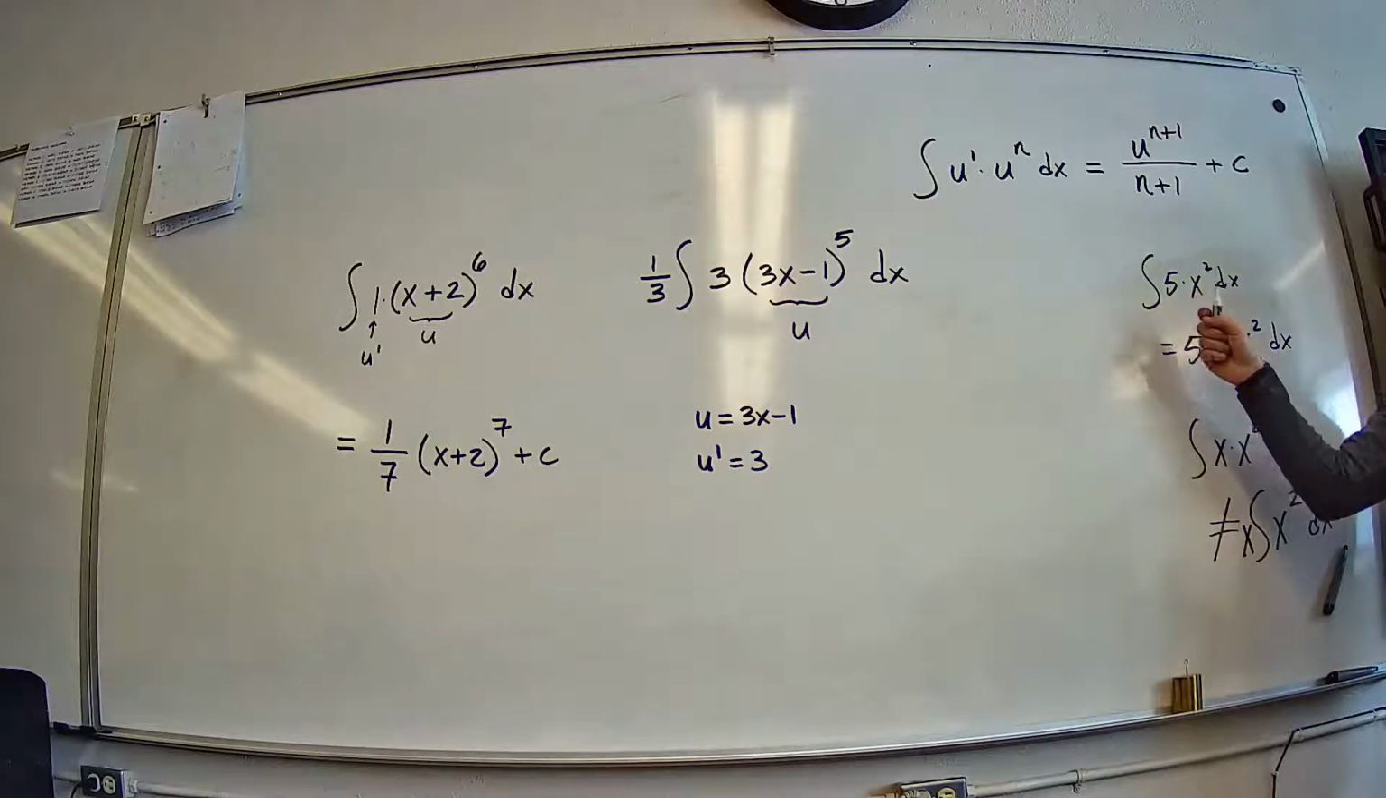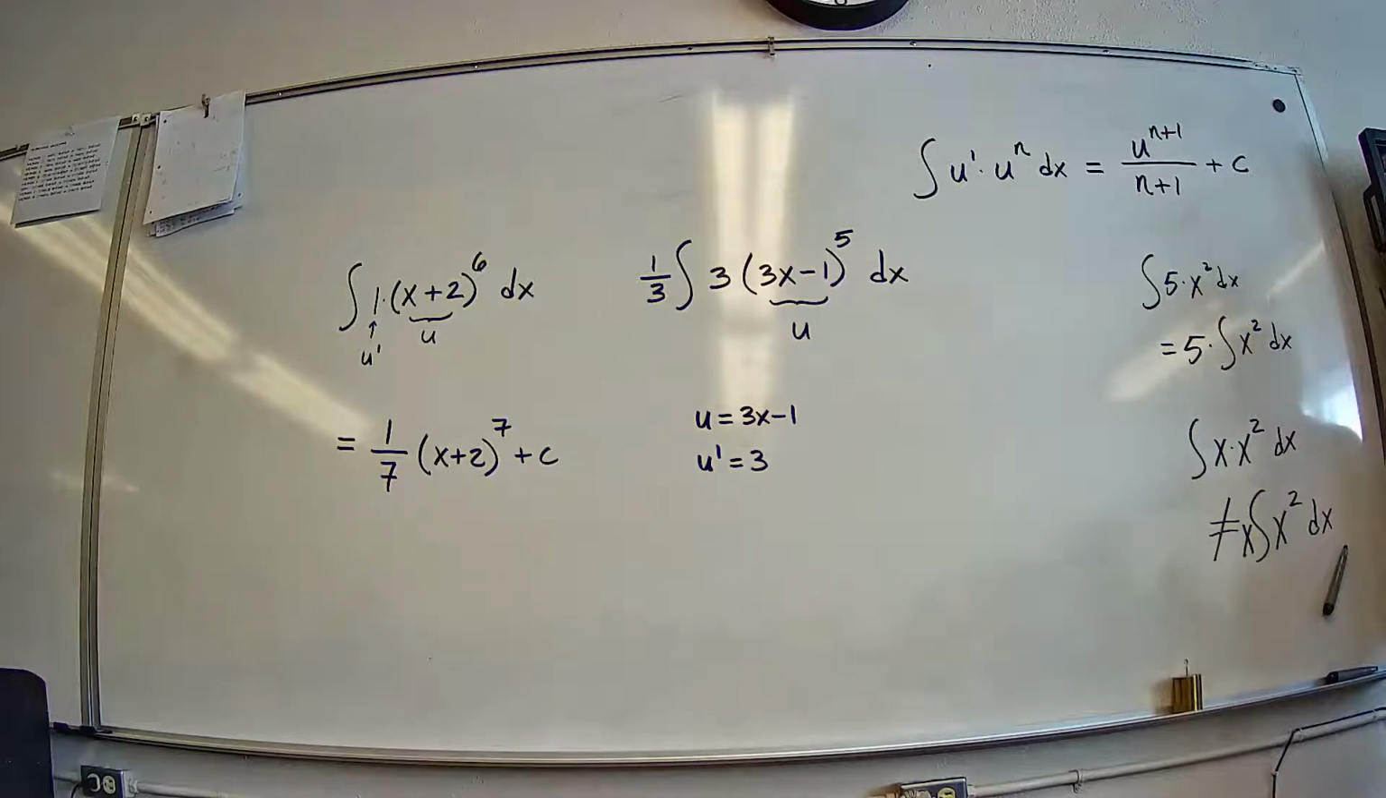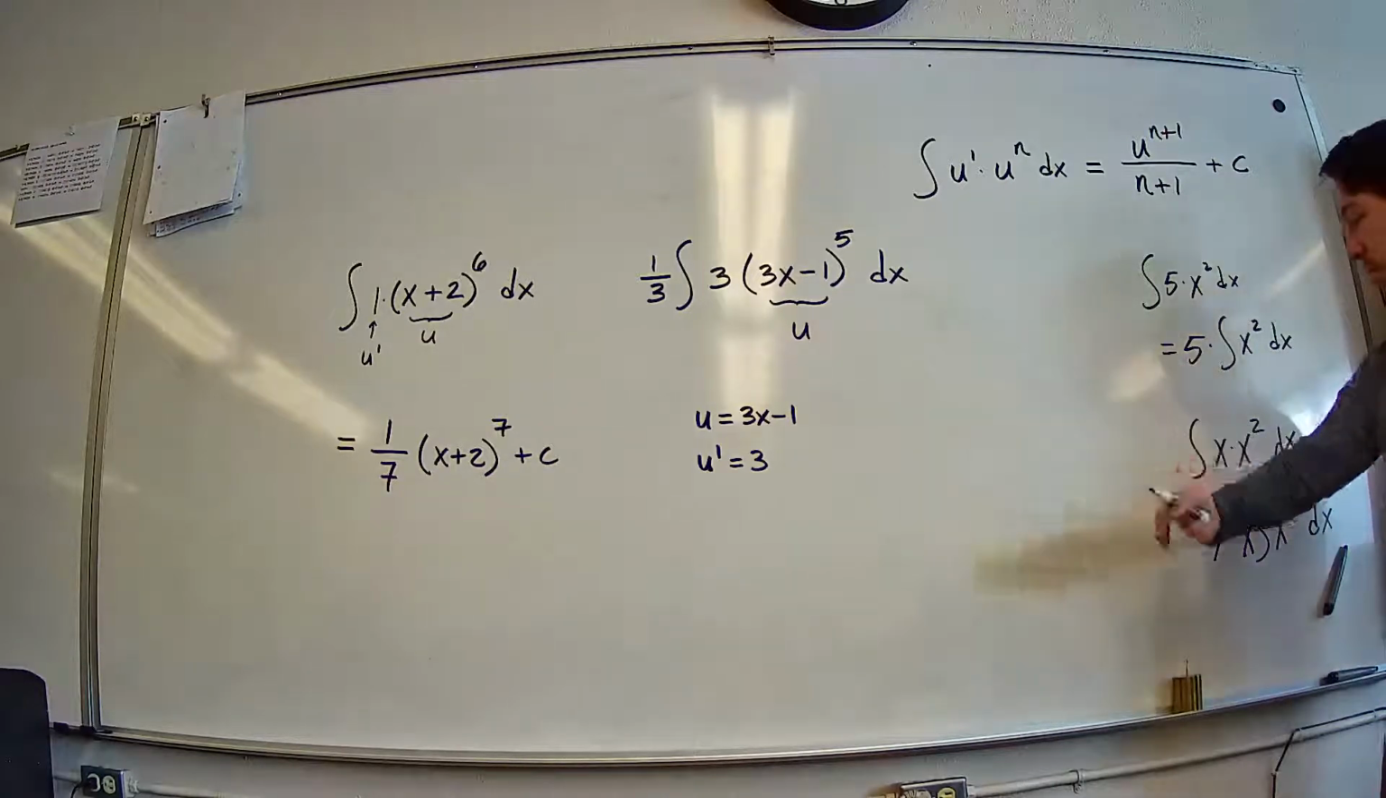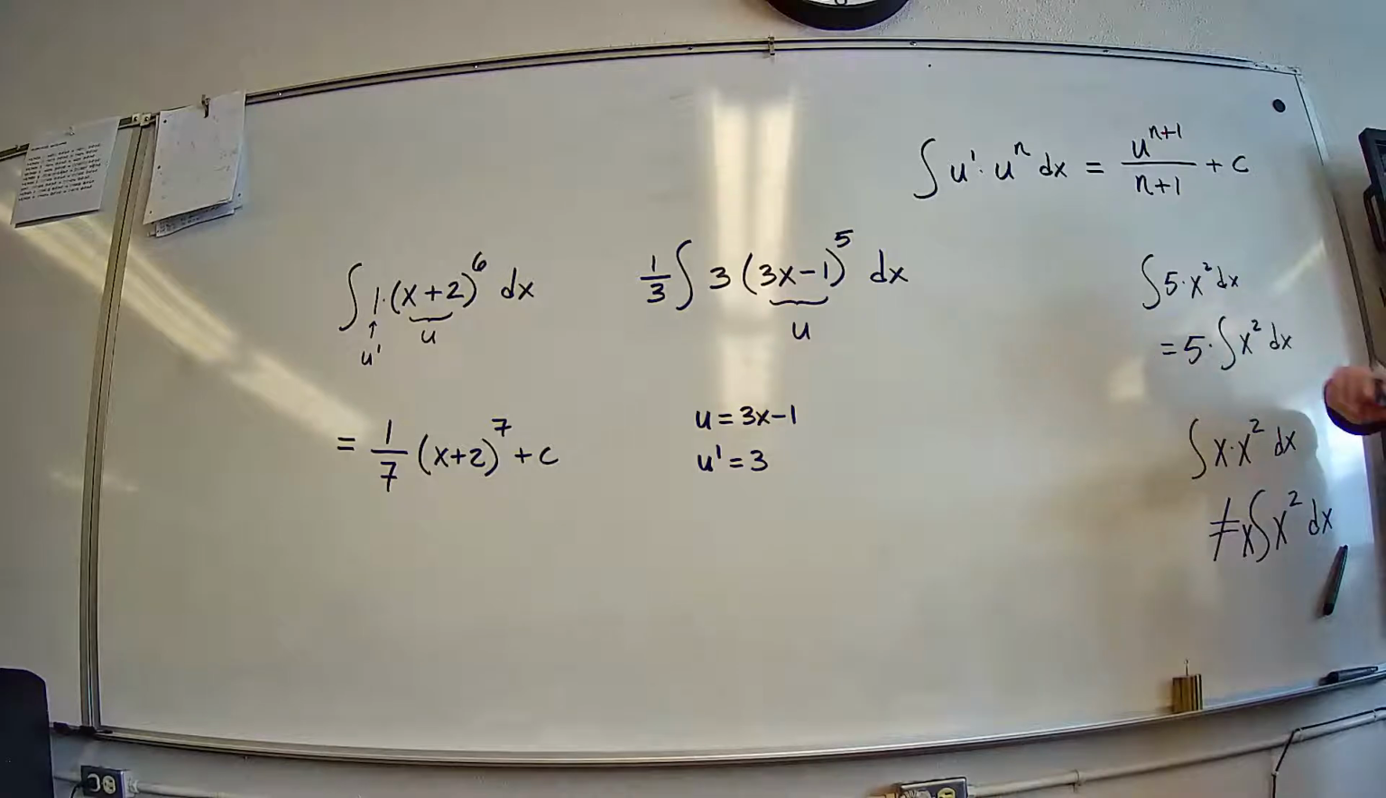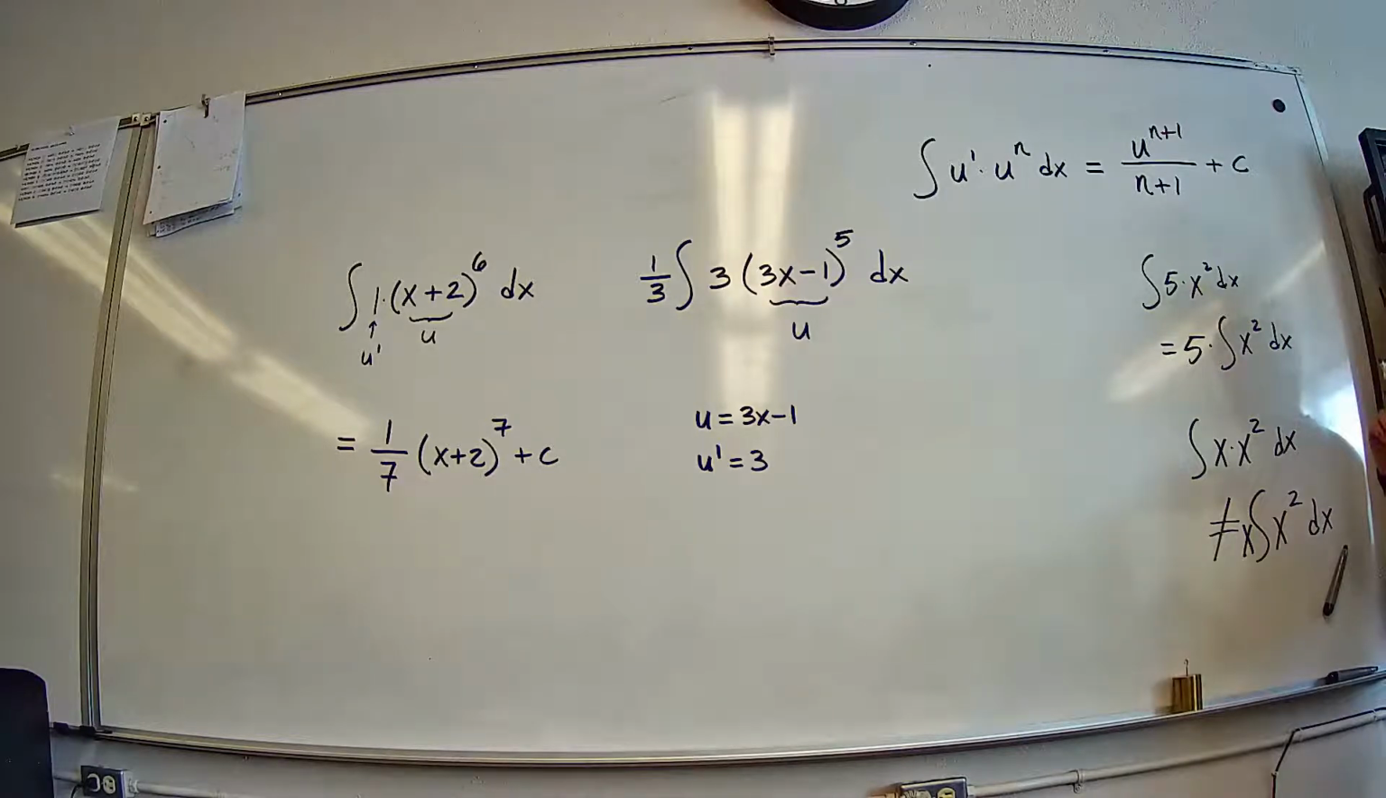It would be the same as the integral of x times the integral of x squared, right? I'm saying that's not equal. Can we just solve the problem? Wait, hold on, I have a question. Why can you move the 5? What's the mathematical reason for that?